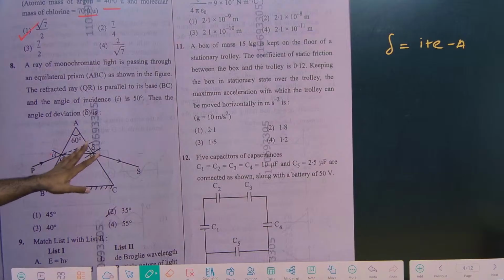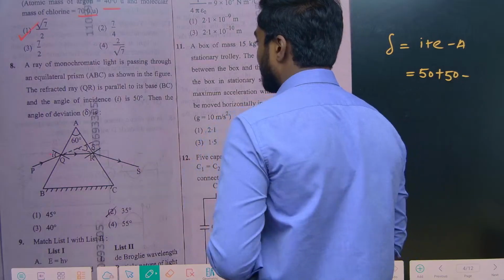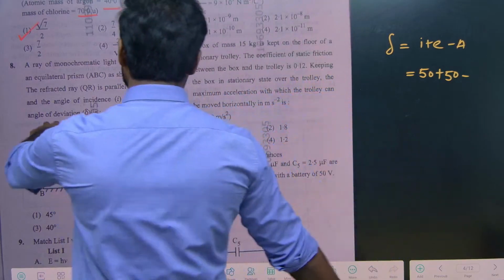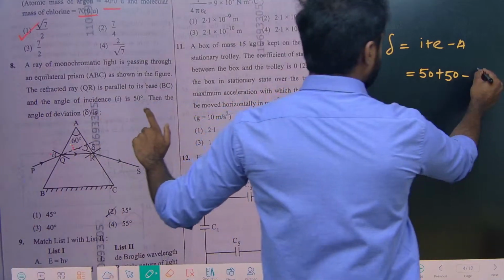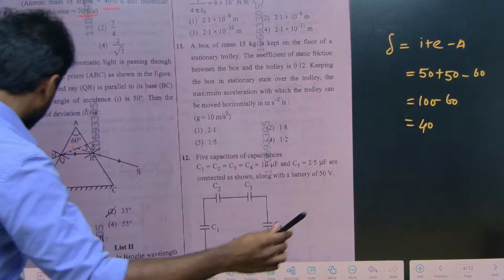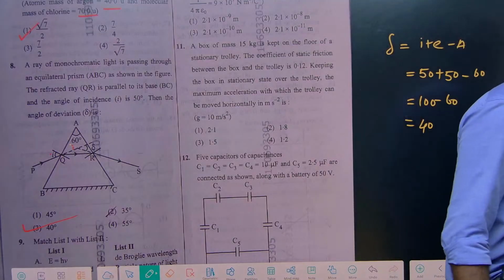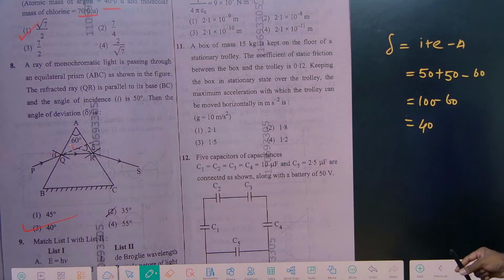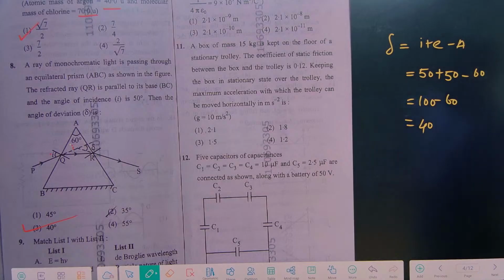i equals e also equals 50, which is nothing but 50 plus 50. Angle of deviation I need to find and A is nothing but 60. So 100 minus 60 which is nothing but 40. So answer ఏంటి? Option 3. Option 3 is the answer. Done.